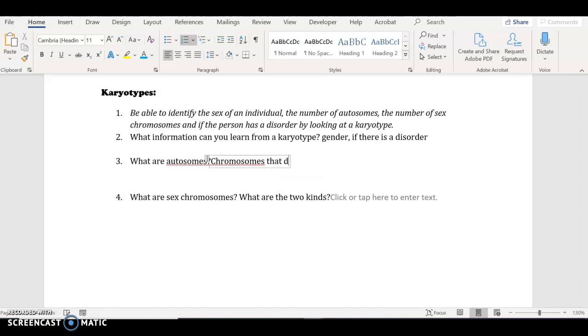Autosomes are chromosomes that determine body structure. Okay. And by the way, normally, if you're normal, you have 44 of them.